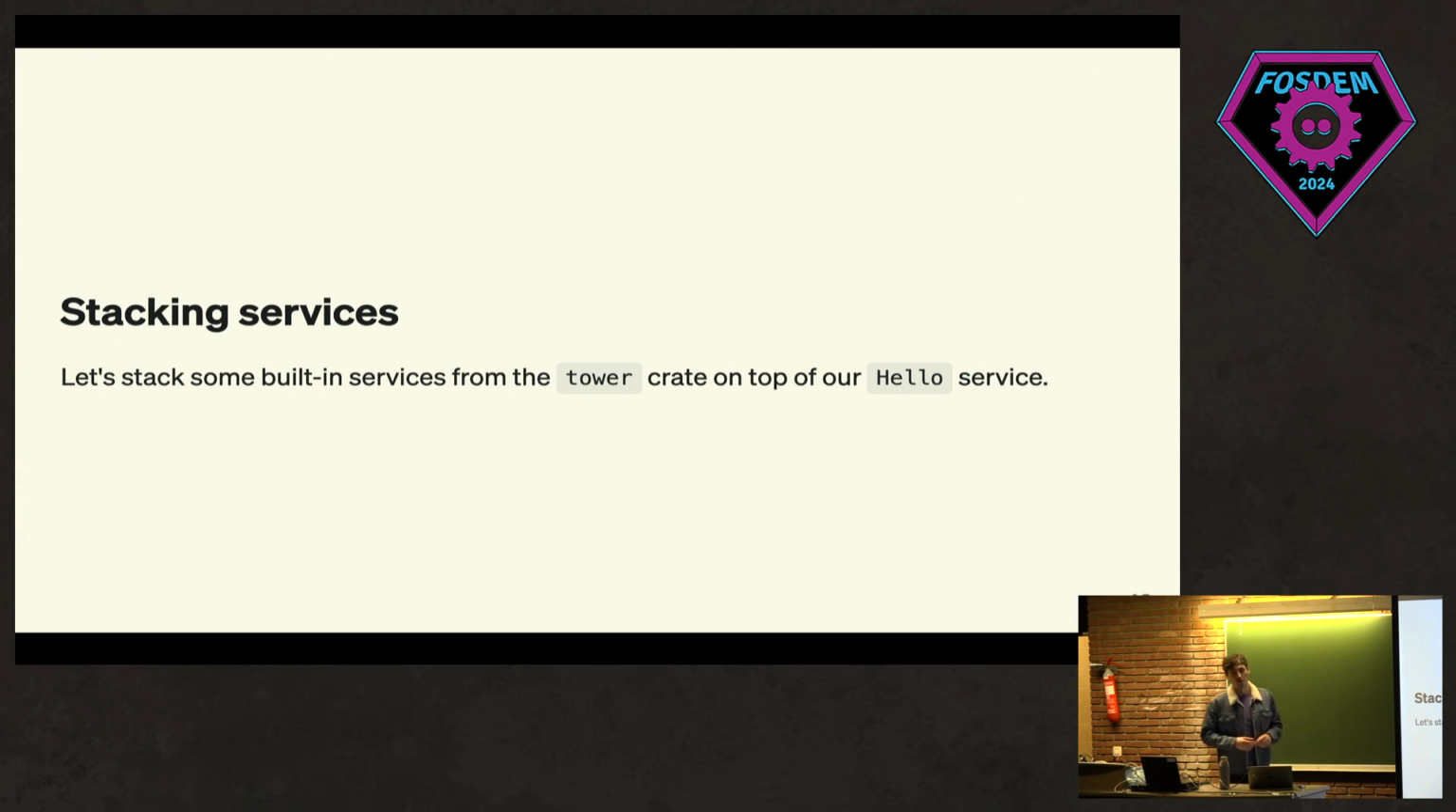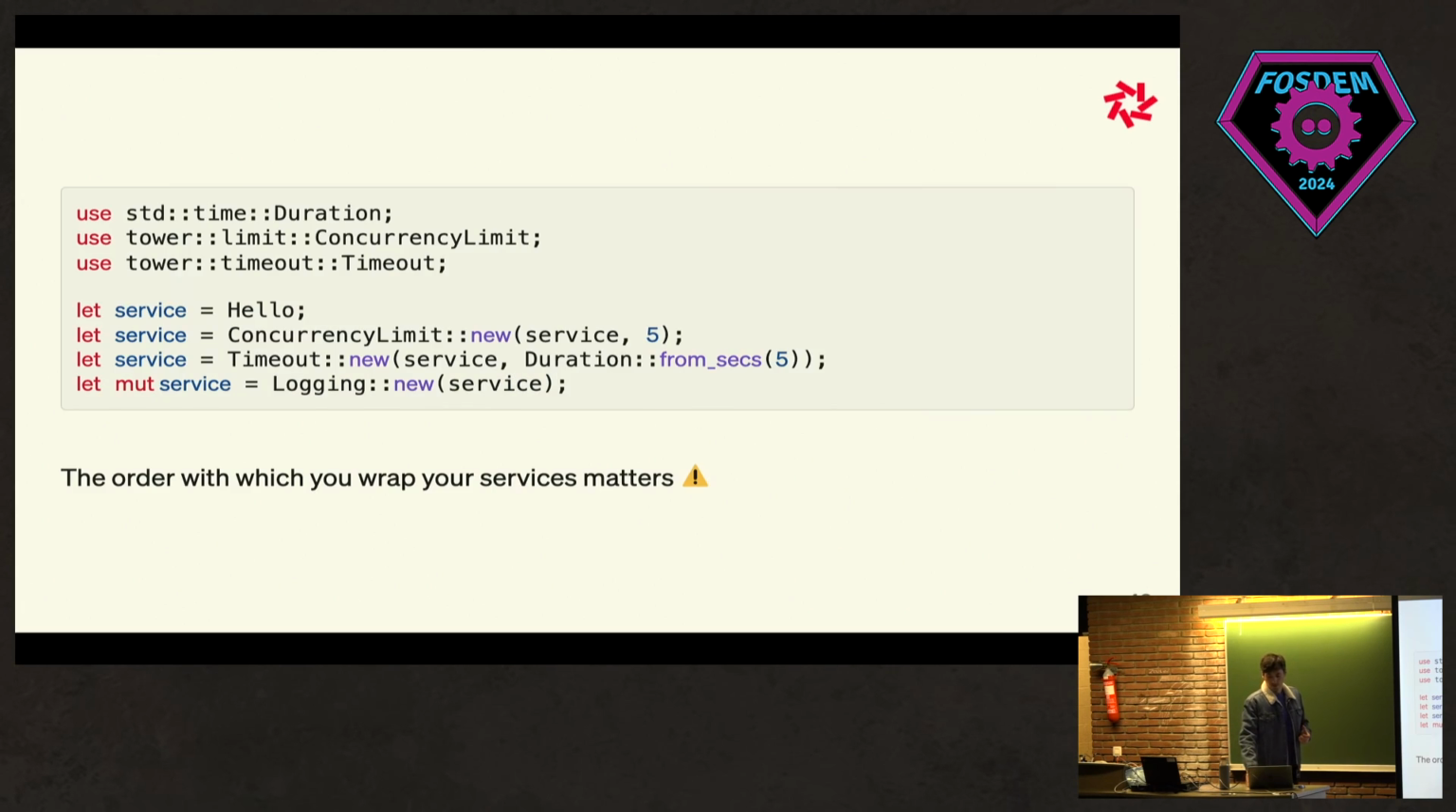So now we're going to see how you can stack services together. I could obviously stack my timeout on top of my service and then add the logging on top of it, but I can also do it with services that are already ready in Tower. So I import them directly. I import the concurrency limit, the timeout, and I compose my service by wrapping everything on top of each other. So I instantiate the service, I add a concurrency limit on top of it, and then a timeout, and then the logging.